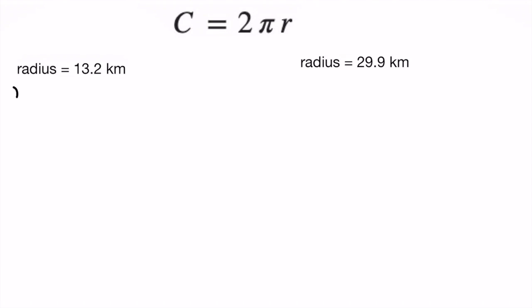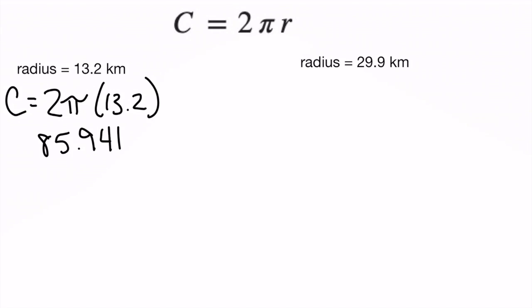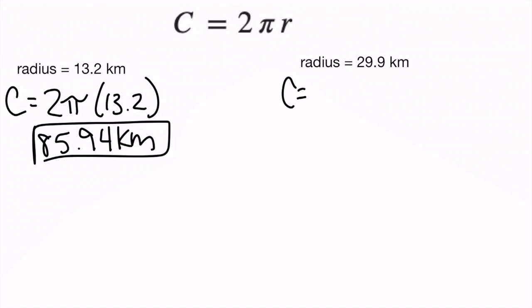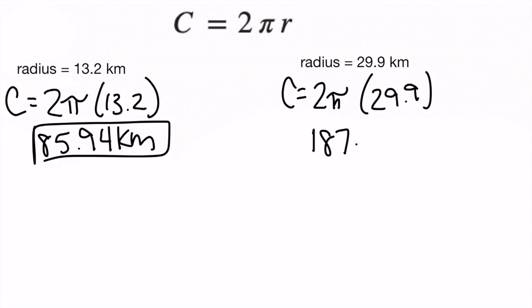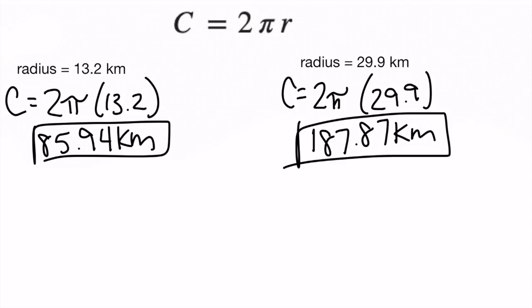In these ones, all we're doing is plugging it into the formula that's given to us and then into our calculator. So in this case, we take our radius of 13.2 and just plug it in, which will give us a circumference of 85.94 kilometers. Same thing with this one. Circumference equals 2 pi times 29.9, which will give us a circumference of 187.87 kilometers. And that's it for circumference.